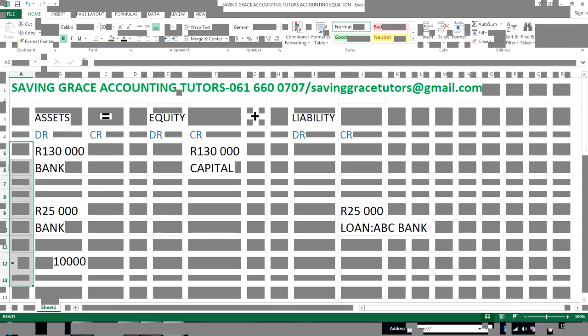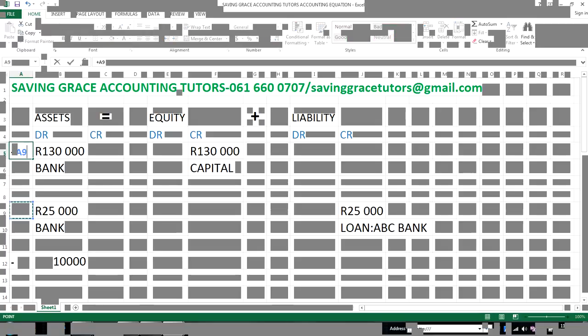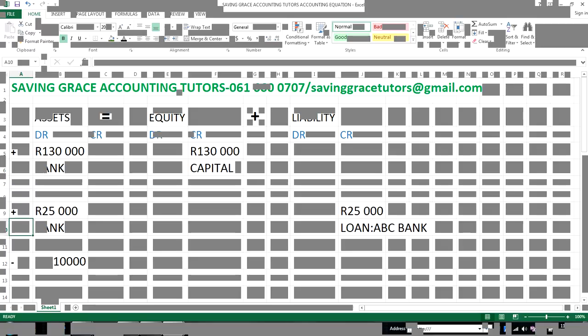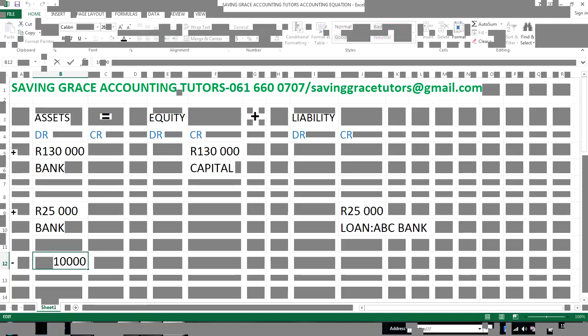Okay, I'm going to put that in. When Tom had deposited 100,000 Rand into our bank account, our bank increased. And over here, when we had gotten the loan, our bank also increased, okay? And then over here, when we paid for the equipment, our bank decreased with 100,000 Rand. There we go. So our bank is decreasing with 100,000 Rand, and my description is bank.